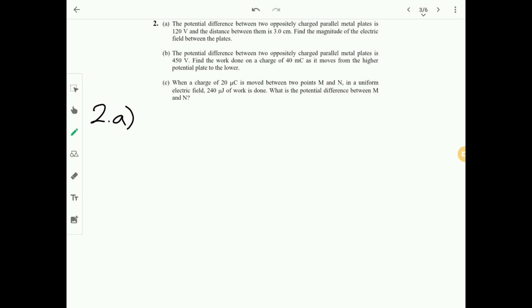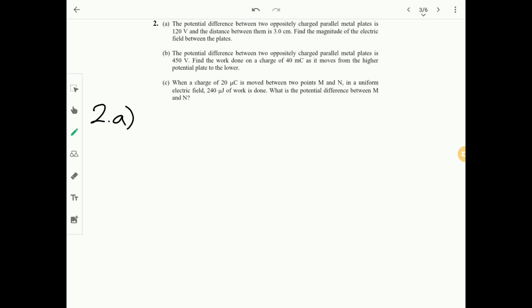Okay, let's check it together. Part A is asking us, the potential difference between two oppositely charged parallel metal plates is 120 volts and the distance between them is 3 centimeters. Find the magnitude of the electric field between the plates.